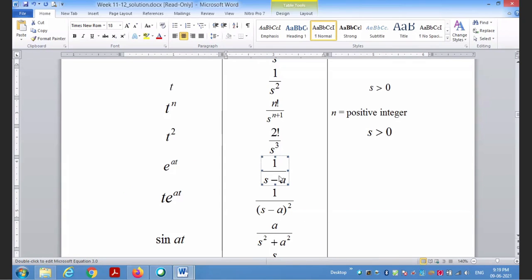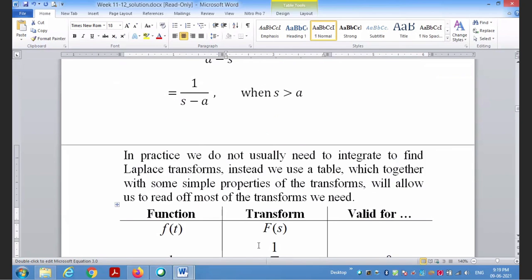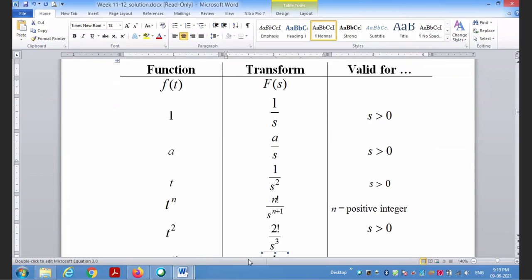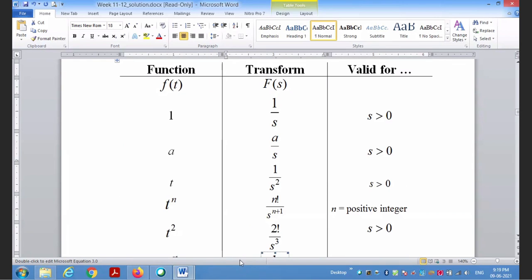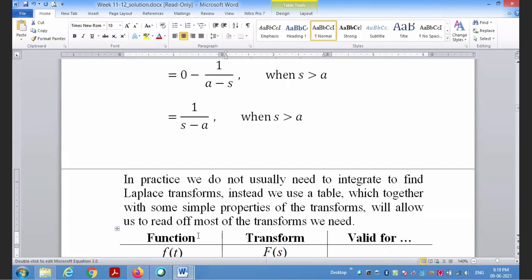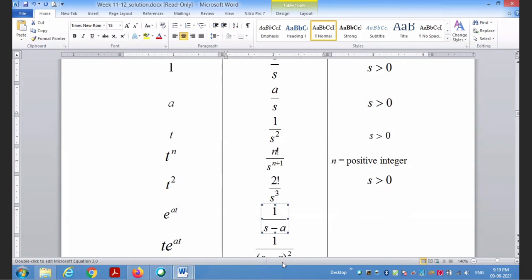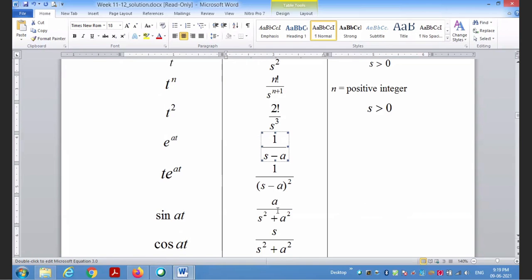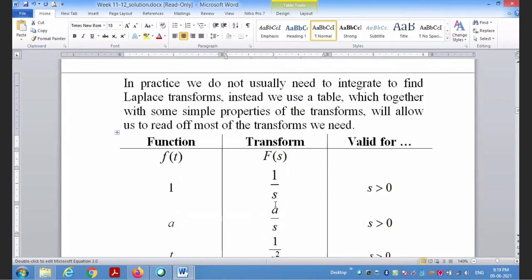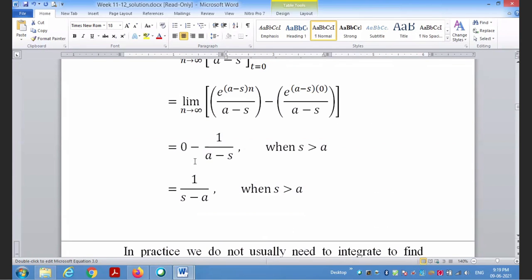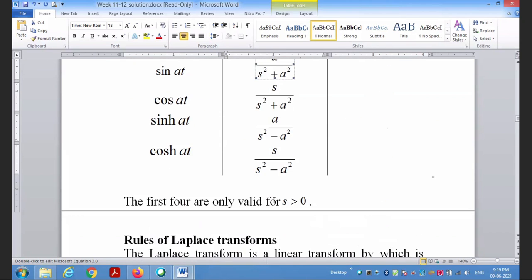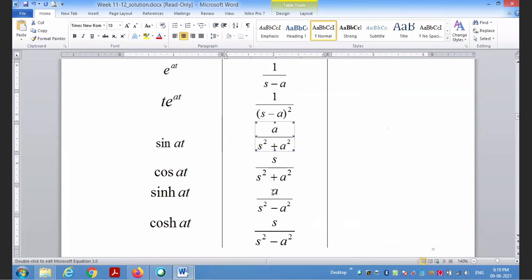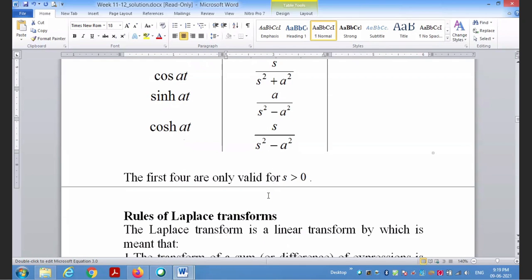We have this table so that it's easier for you to refer to, with no need to use the definition. If you use the definition, you get the same thing, but it requires a lot of time, and that's why we need the table. So now you know a little bit about the Laplace transform.